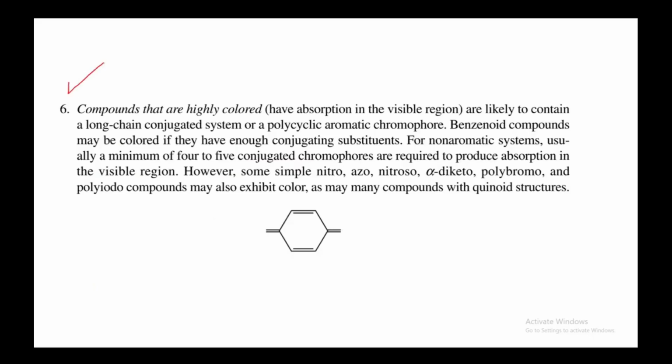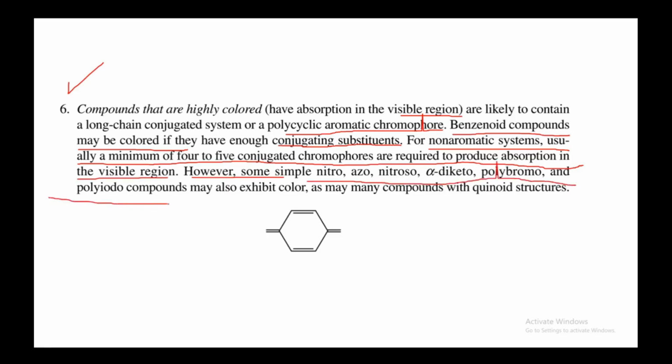Rule number 6, the last rule. Compounds that are highly colored, having absorption in the visible region, are likely to contain a long chain conjugated system or a polycyclic aromatic chromophore. Benzenoid compounds may be colored if they have enough conjugating substituents. For non-aromatic systems, usually a minimum of 4 to 5 conjugated chromophores are required to produce absorption in the visible region. However, some simple nitro, azo, nitroso, alpha diketo, polybromo, and polyiodo compounds may also exhibit color, as may many compounds with a quinoid structure. So this is a quinoid type structure.